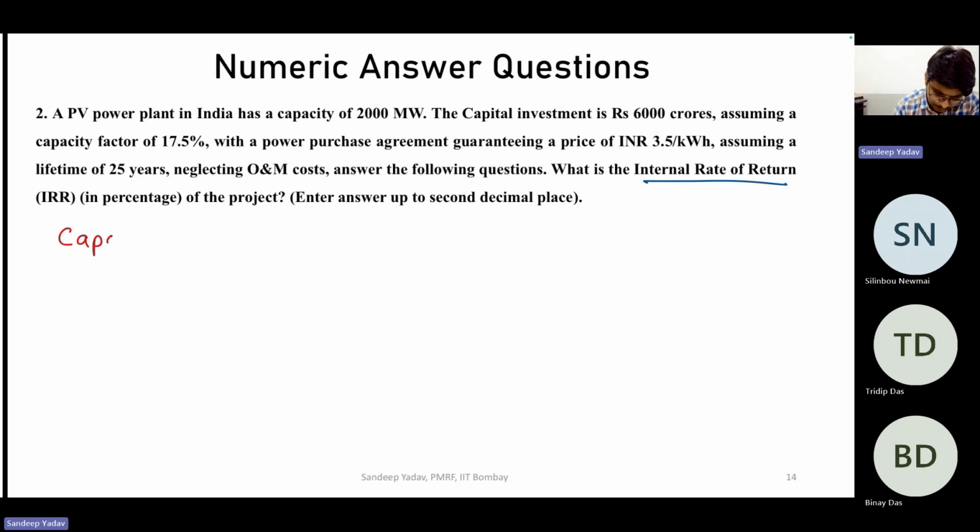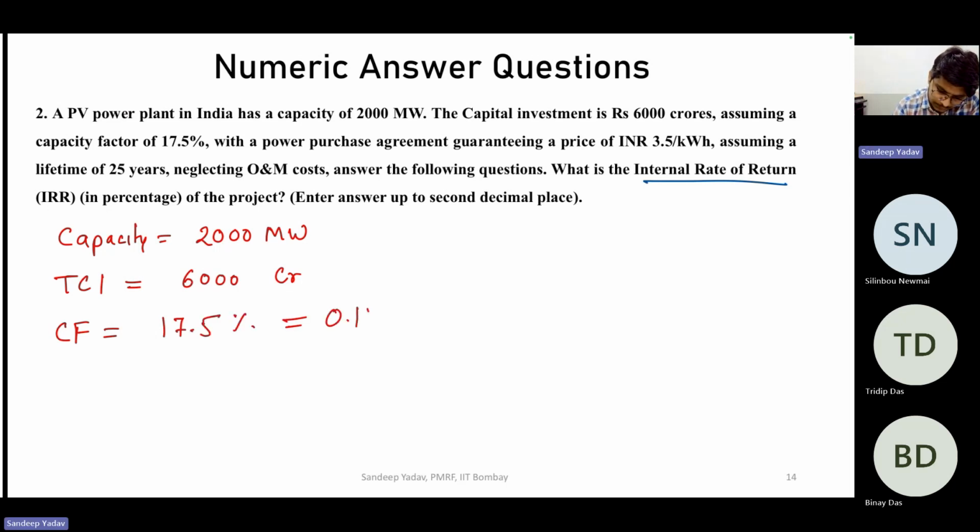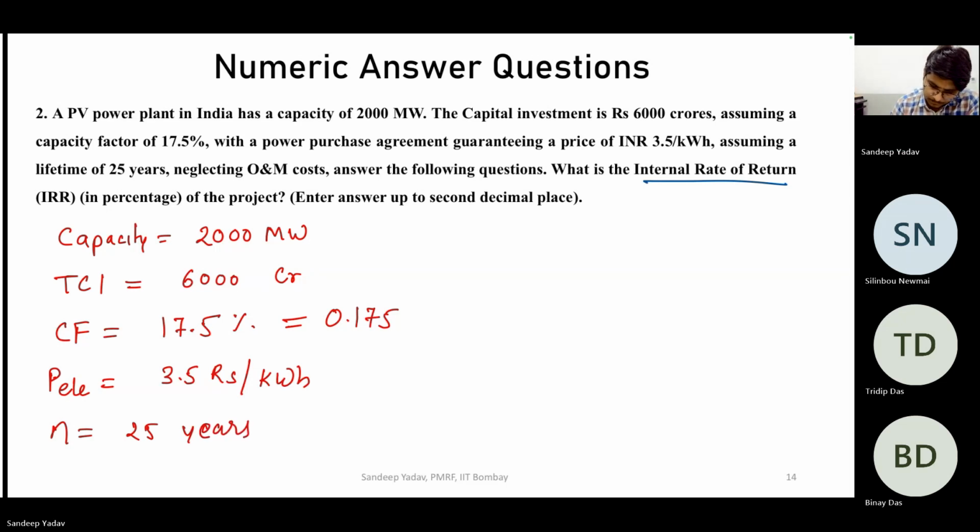So first thing we will calculate is, the capacity is given, 200 megawatt. Total capital investment, TCI, is given as 6,000 crore. Capacity factor was given 17.5%, also write 0.175. Price of electricity is given 3.5 rupees per kilowatt hour. That's a per unit price. Lifetime, that is n, is 25 years, and we have to just calculate what is IRR.